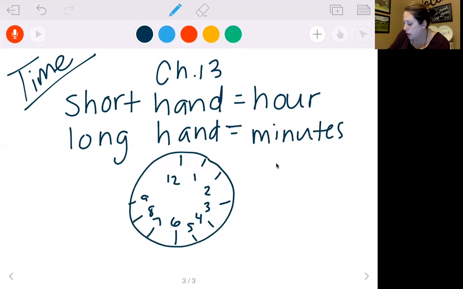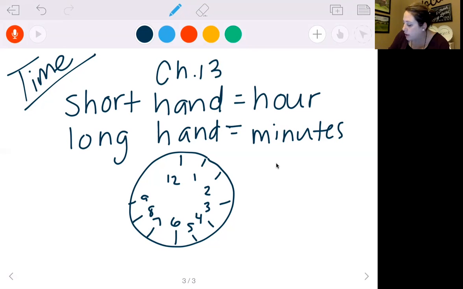9, 10, 11. When you have a clock, the shorthand goes to the hour. So on the example, it looks like it's right about here. It's not yet to 7. If it's not to 7 yet, you look right here, right before it, and it has to be 6 o'clock. The longer hand tells the minutes.